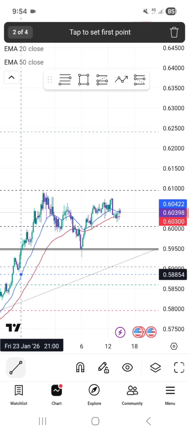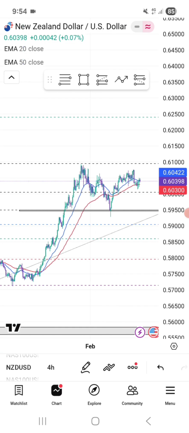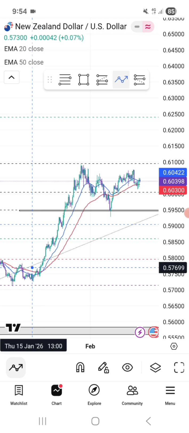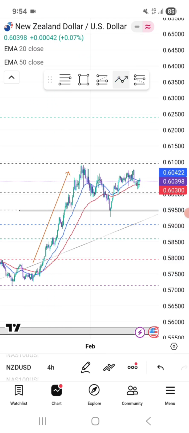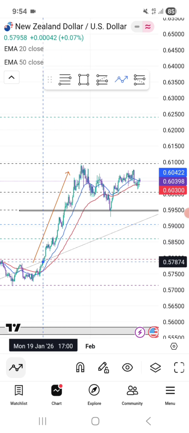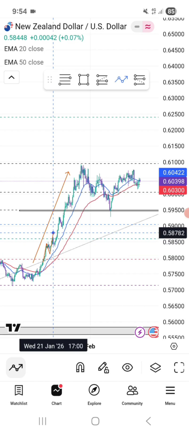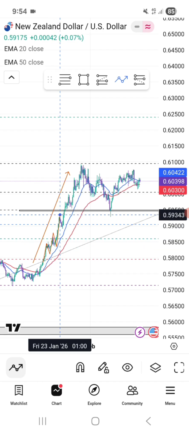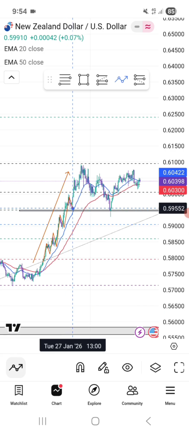So we can see here, for example, this was the daily upward trend, yes, on the daily. But as we can see here on the 4-hour time frame, market has been doing higher highs and higher lows, higher highs and higher lows.